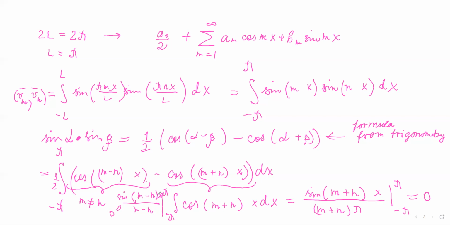The only one which I did not consider yet was the case when m is equal to n. What is going to happen when m is equal to n? I'm going to get a 0 here. If m equals n, then this term becomes cosine of 0, which is equal to 1. And my integral is going to look like this: integral from negative pi to pi, 1/2 times 1 dx.